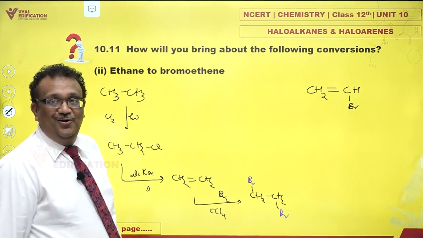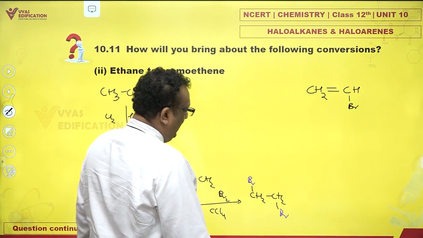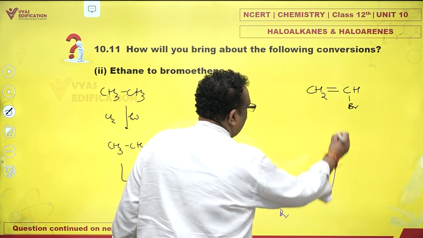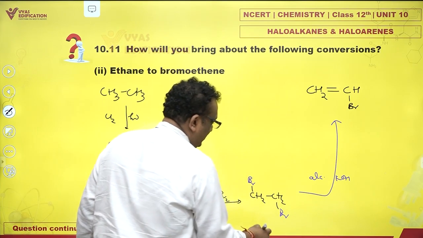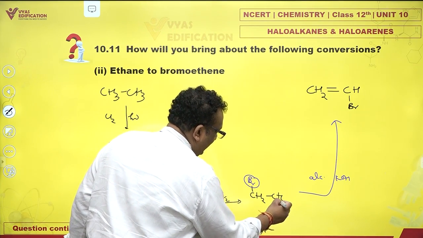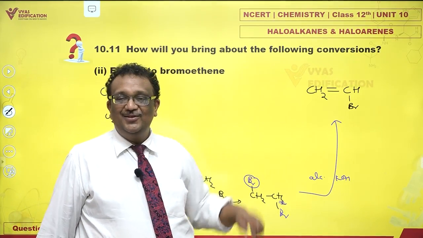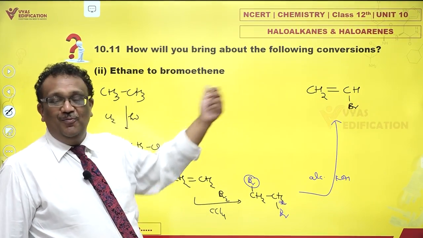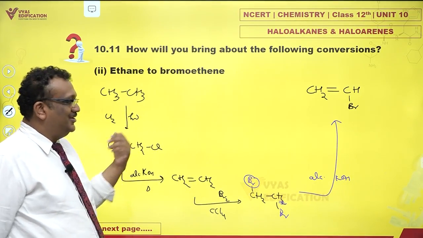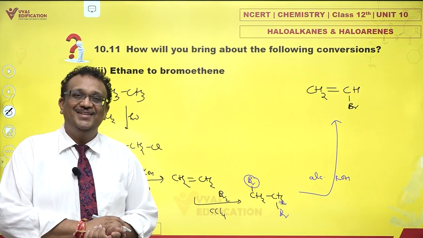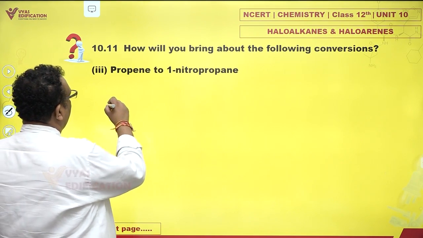I seem to be pretty close, yes. What do I need to do? All I need to do is add alcoholic KOH. If I add alcoholic KOH and eliminate one Br and one H, the remaining CH2 double bond CHBr, or vinyl bromide, would be the answer. I don't even need an alkyne. I could just manage with the alkene. This is the answer. Propene to nitropropane. Now, this is propene.